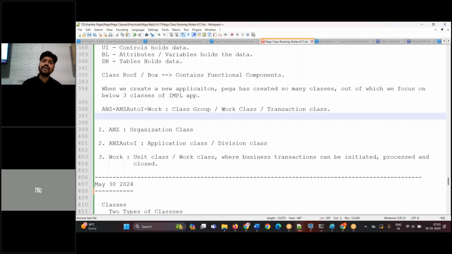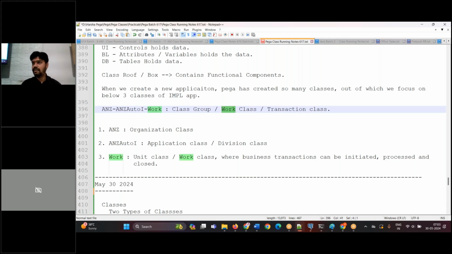Or you may call it a work class. You can also call a transaction a work class. In the real world, you always hear these 2 terminologies: either work class or class group. Any one of these 2 terminologies only. We will not use the transaction class terminology, but that is for your better idea and understanding as a beginner.